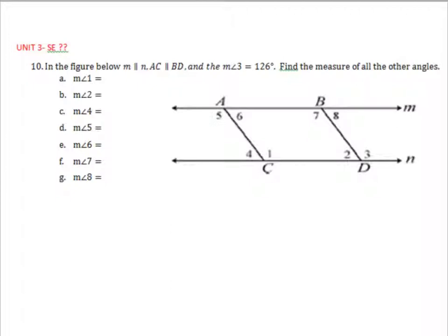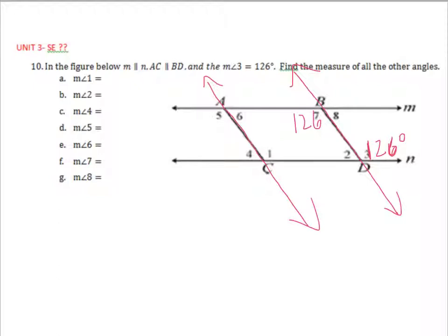In the figure below, M is parallel to N and AB is parallel to BD. AC is parallel. I'm going to extend these lines because this is how we're used to looking at it, as our lines cut by a transversal. And it says angle 3 is 126 degrees. So then these angles right here, 7 and 3, are alternate interior, and our alternate interior angles are congruent. So if angle 3 is 126, then angle 7 is 126.